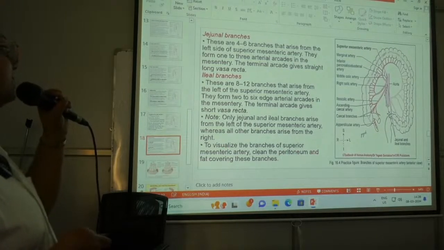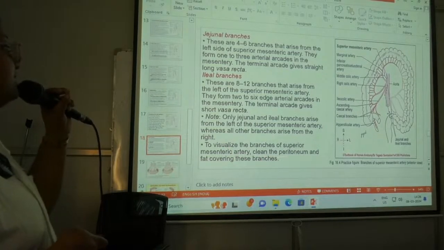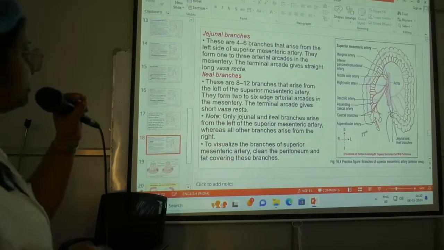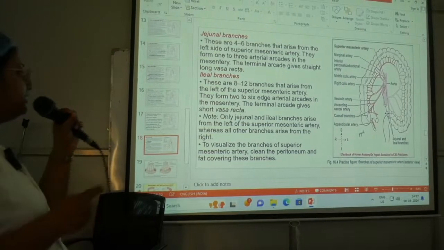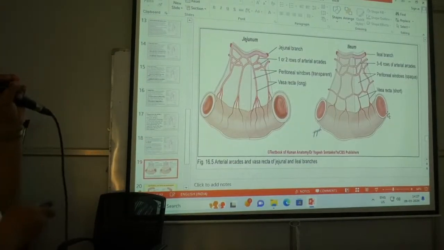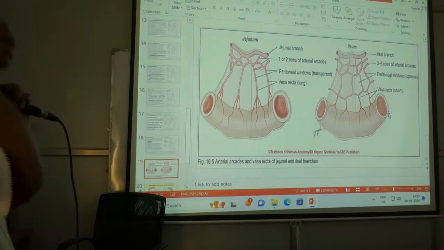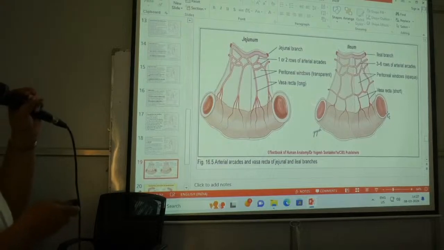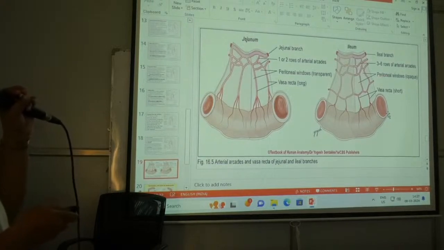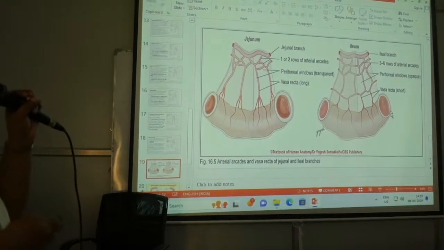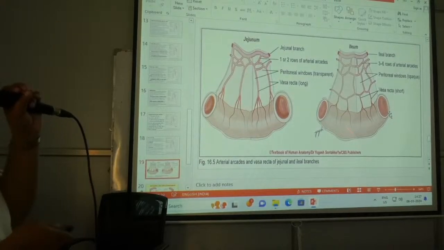So to visualize the branches of superior mesenteric artery, clean the peritoneum and fat covering these branches. You have to clean all those things. Yesterday we did. Next, see, this is jejunum. These are the arterial arcades and windows formation, and these are the long vasa recta. And for the ileum, see, windows are more in number, peritoneal windows, and these are the vasa recta. They are short in length. Okay, understood? That's how you differentiate between jejunum and ileum.